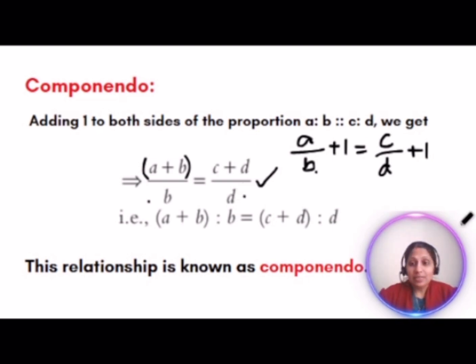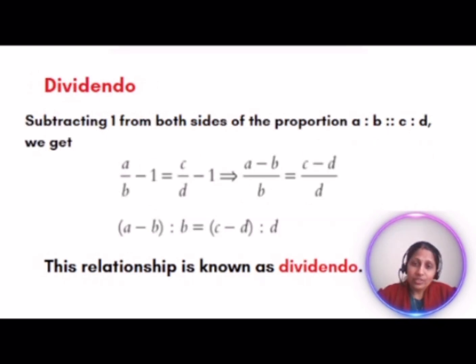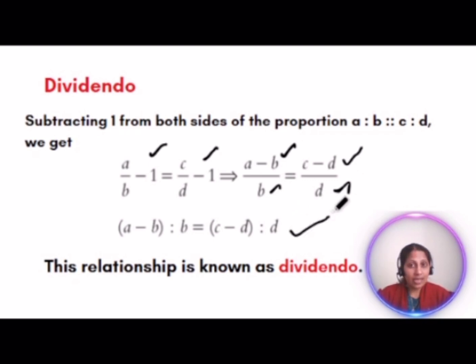The next type is dividendo, just the opposite. If you subtract 1 on both sides, you get the expression (A − B)/B will be equal to (C − D)/D. If you write it as a ratio, A minus B is to B equals C minus D is to D. Again, if you are asked to find dividendo, you can use this relation directly. I hope you are clear with componendo and dividendo, which is nothing but adding 1 to your ratio and adding −1 to your ratio on both sides of the equal to symbol.